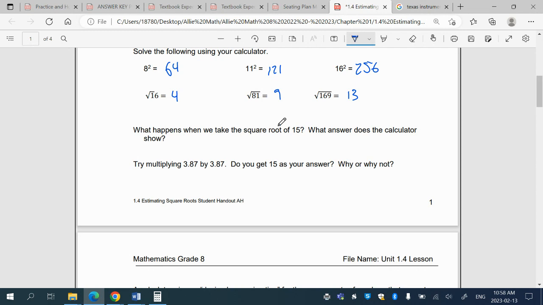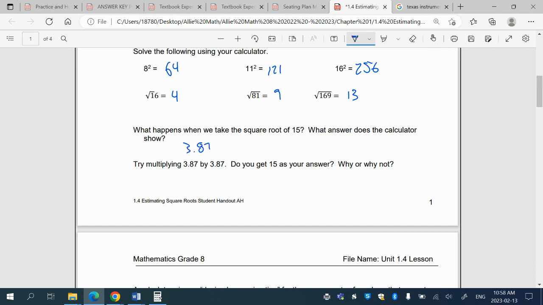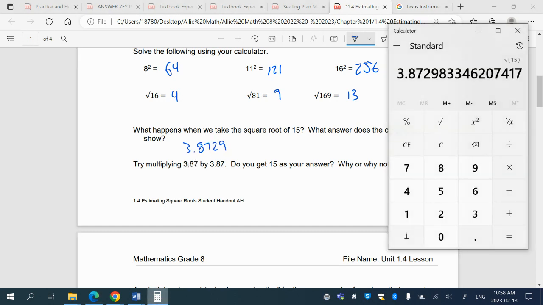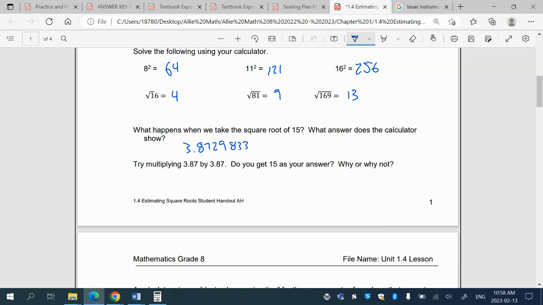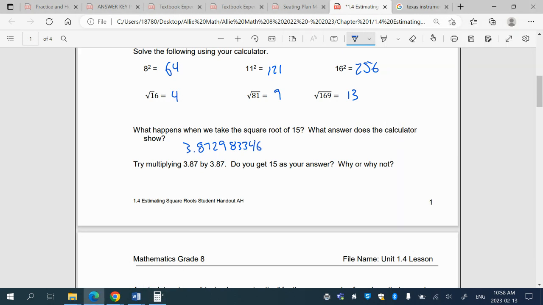So what happens when you take the square root of 15? What answer does the calculator show? So let's have a little look. Let's try a non-square number, 15. We get 3.8729, and more digits: 8334, 6207. That's enough. Okay, we get it. So it's a really long decimal number.